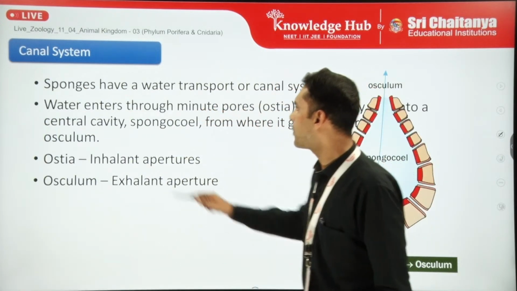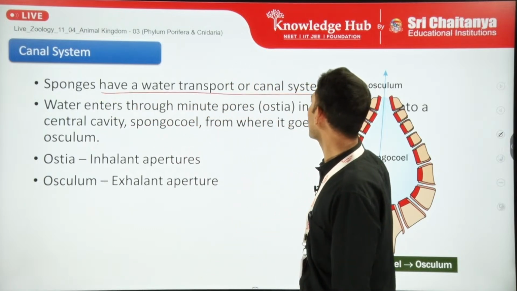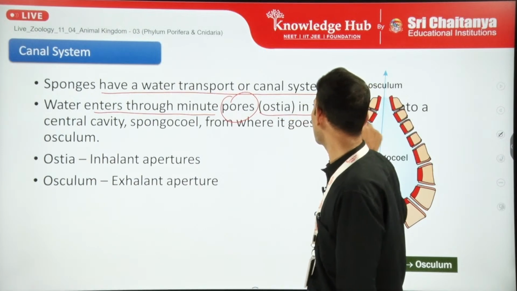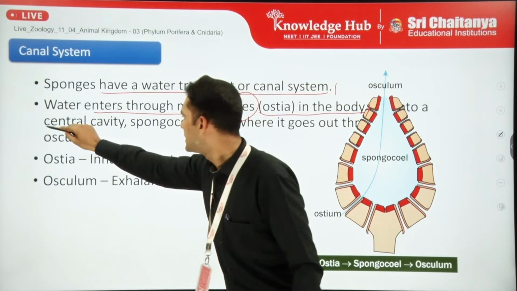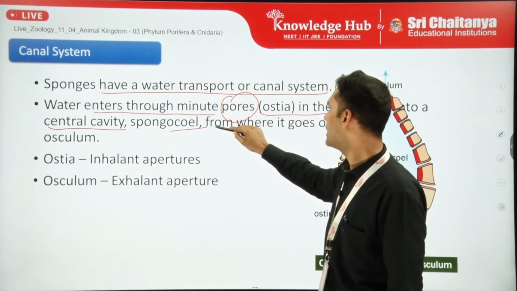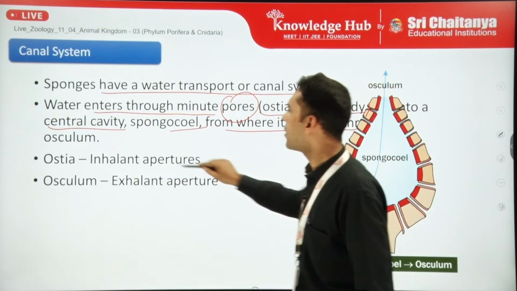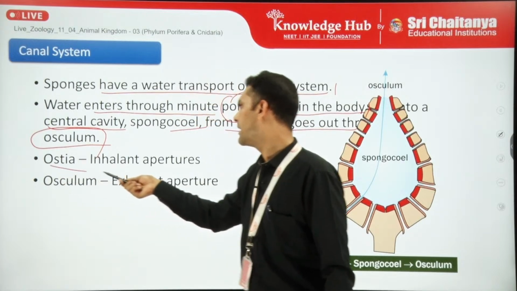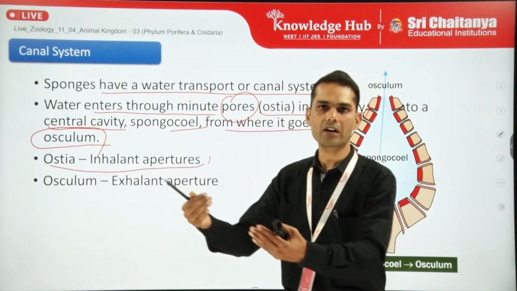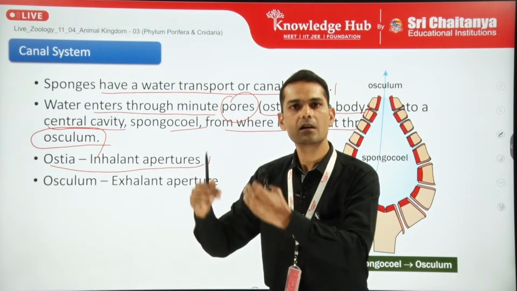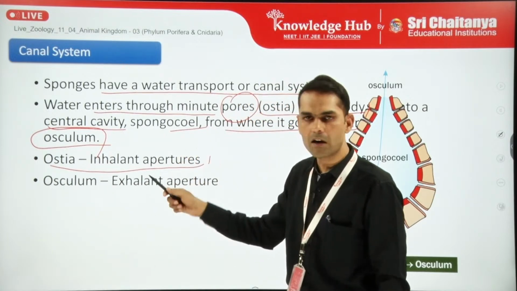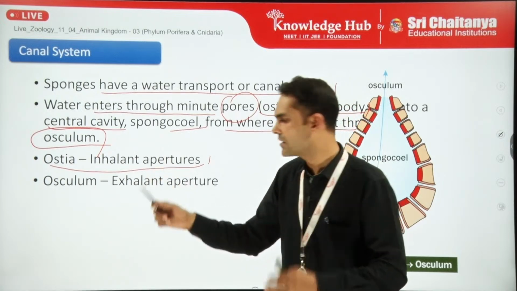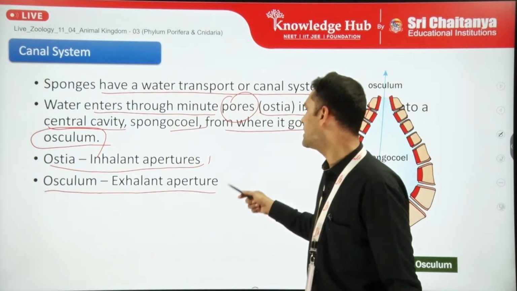Now, as you can see, sponges have a water transport canal system. Water enters through minute pores called ostia in the body, and it comes to the central cavity, the spongiocoel, from where it goes out through the osculum, that is the outermost opening. Ostia are inhalant apertures, that means the water is ingressing, water enters through these pores, so we have termed them inhalant apertures, and the osculum, through which the water exits, we can call an exhalant aperture.